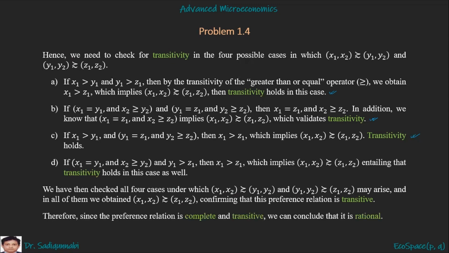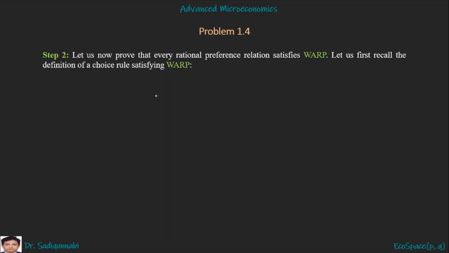Therefore, we have seen that completeness and transitivity properties are satisfied by this preference relation. So we conclude that the lexicographic preference relation is rational. In the second step, we need to prove that every rational preference relation satisfies WARP.